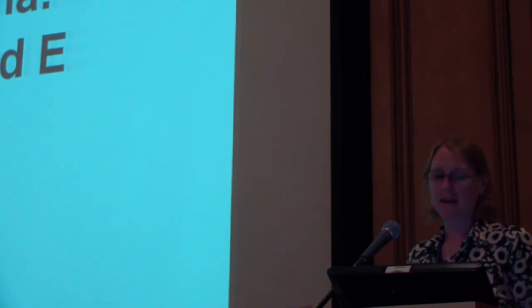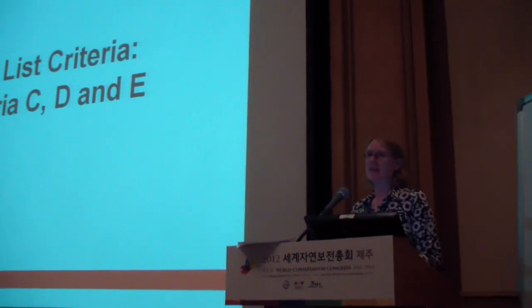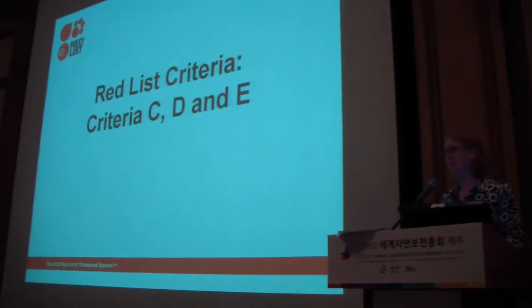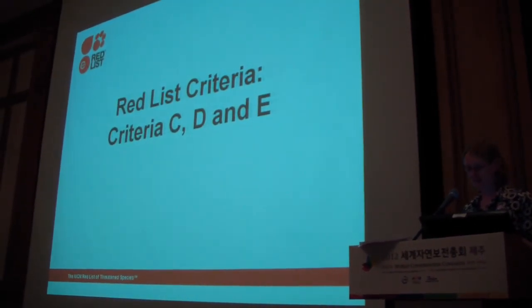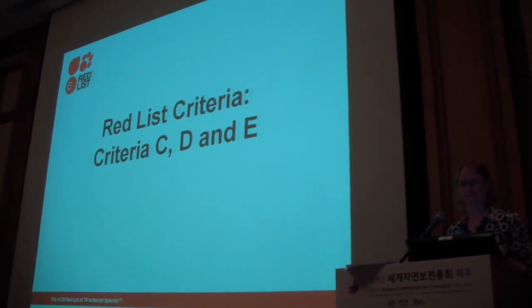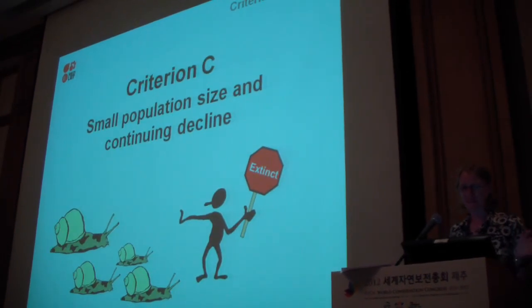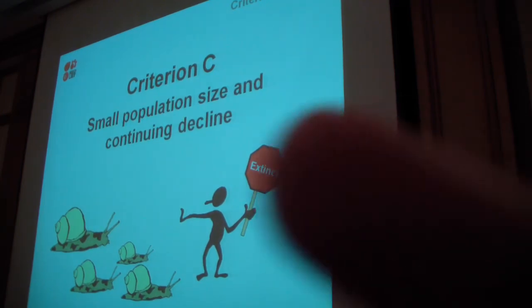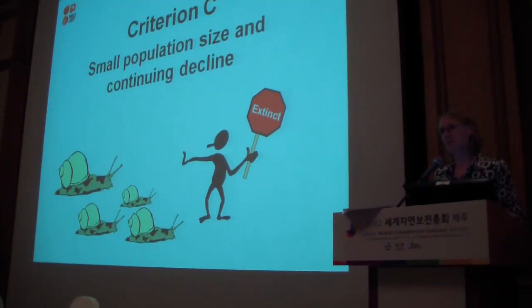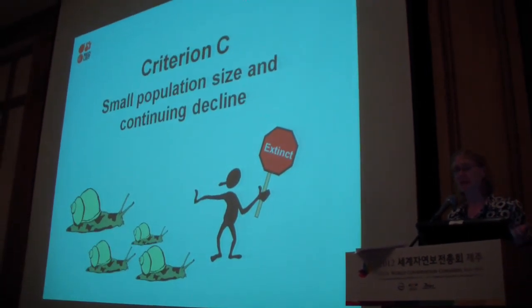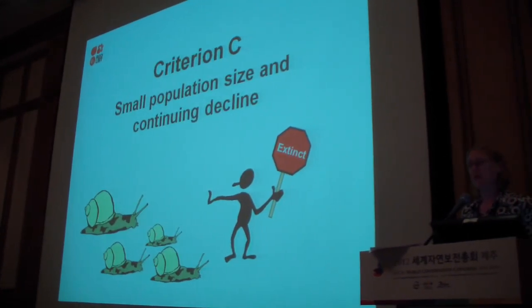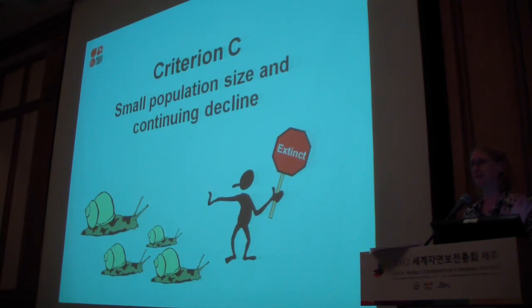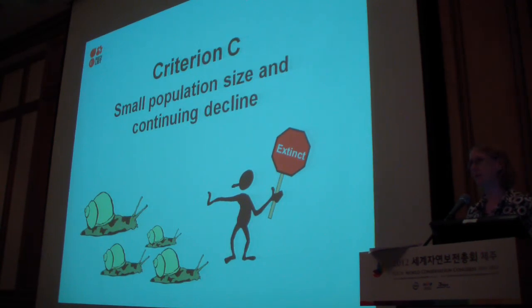Anyway, okay. Red list criteria C, D, and E. I'm going to do them all together. And criteria C is a bundle of laughs. Criterion C is based on a small population size. So your population size is estimated usually, and a continuing decline. So it's not just a small population size on its own. There has to be a continuing decline in the population size. Okay.